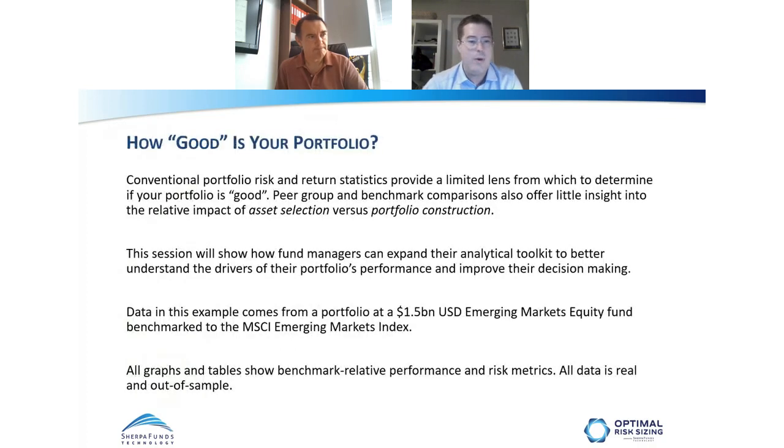Today, what we're really going to be talking about is the limitations that we see in traditional ways that people think about what makes a good portfolio. If you're just looking at numbers like your returns, your volatility, your drawdown, your Sharpe, and comparing that to peer groups or to your benchmark, that might tell you whether you're outperforming your bogey. Is that a good thing? But it's probably not helping you break down what is driving that performance. What's driving whether your portfolio is good or not?